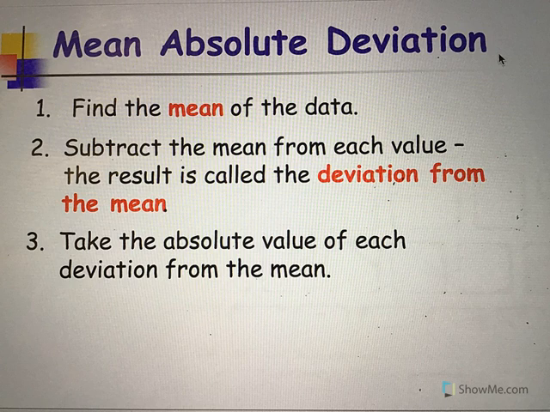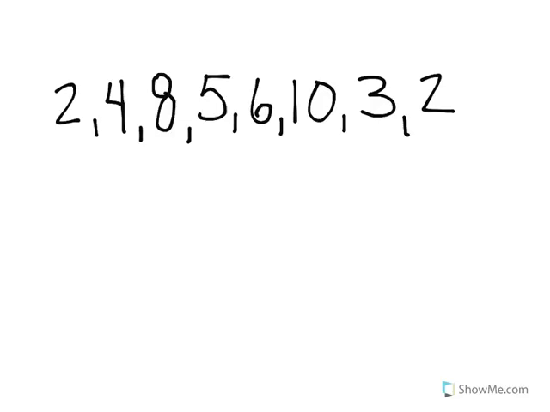What that means is if you have a group of numbers, so let's just say we have 2, 4, 8, 5, 6, 10, 3, and 2. Now, in mean, just a friendly reminder, we do not have to put them in order from least to greatest. That's what we do for median, to find that middle number. But for mean, what I would do is add up all these numbers. So I'm going to add them up, and I get 40.